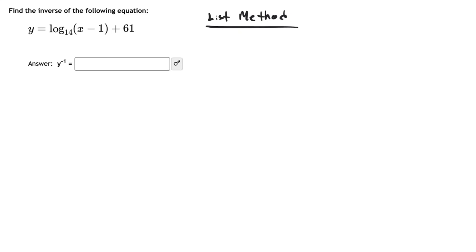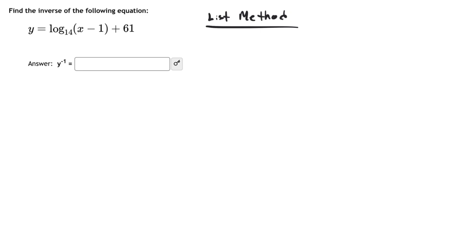This question is asking you to find the inverse of the following logarithmic equation. Do note that this problem starts with a logarithm. We're asked to find the inverse, so we should already know that your inverse equation should be an exponential equation, because those are inverses. So we have two methods.